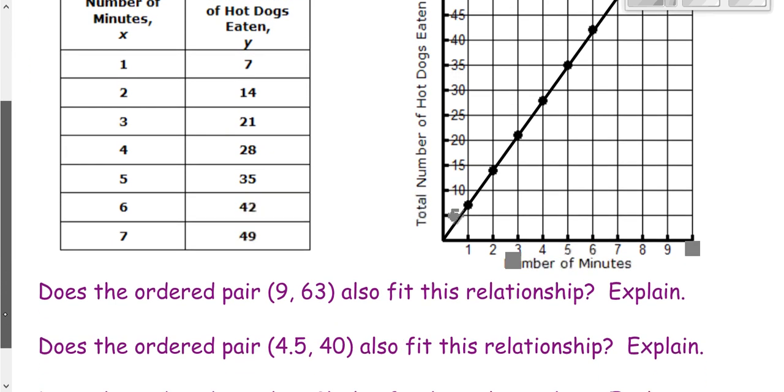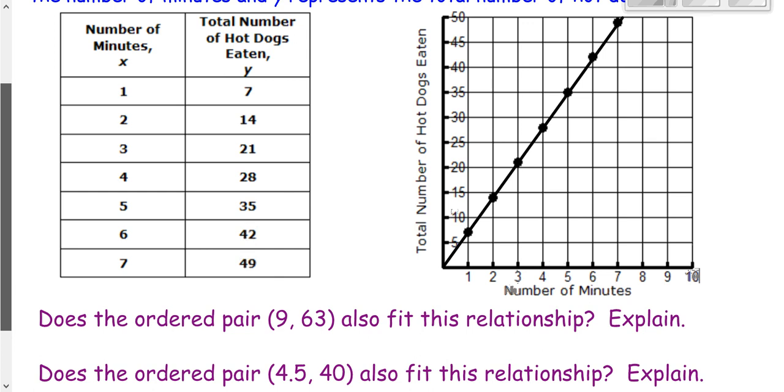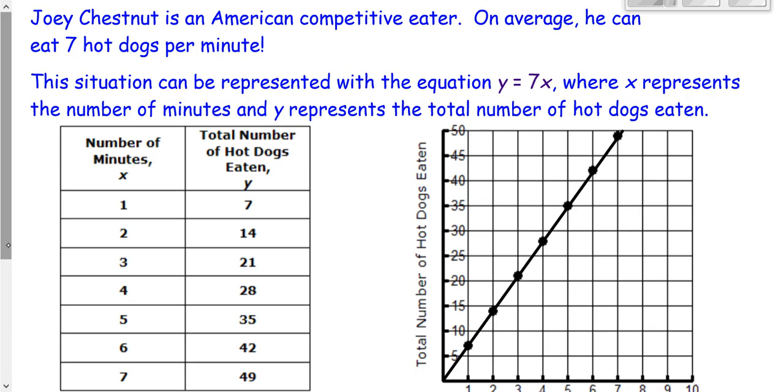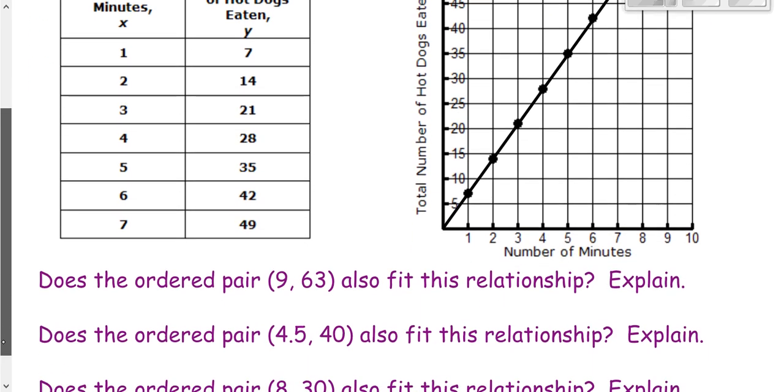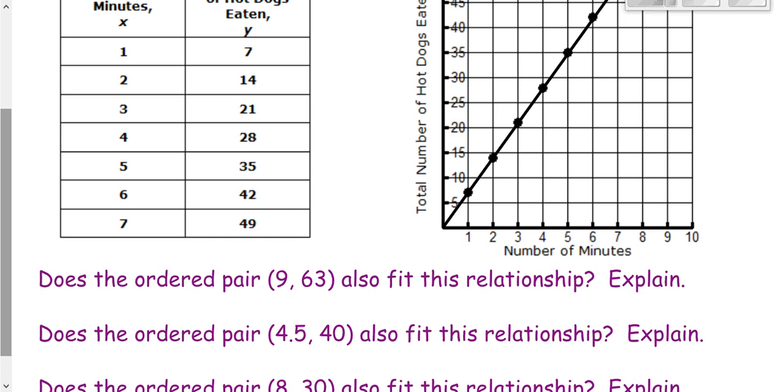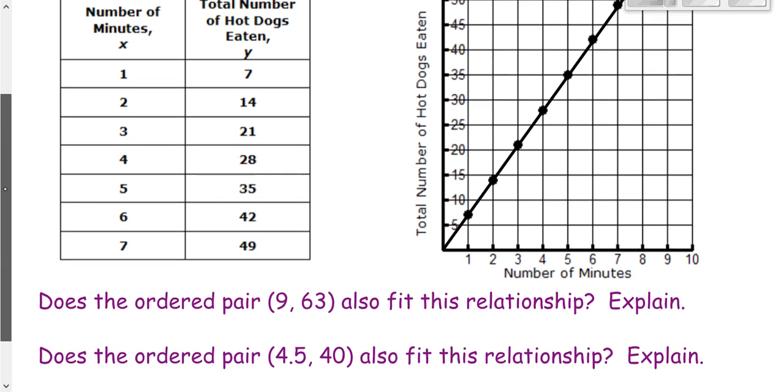Let's look at our graph a little bit more in detail. So we're going to look at specific points, some points that should be seen on our graph and some points that are not. And we're going to prove algebraically if they fit our relationship. Okay, so for example, 9 and 63. Does this fit this relationship? On my graph, I don't see 9 and 63.